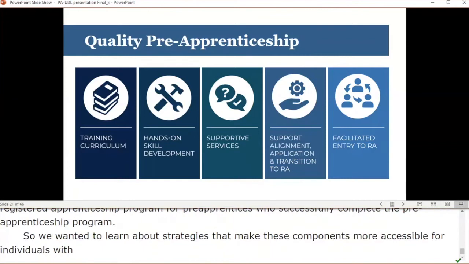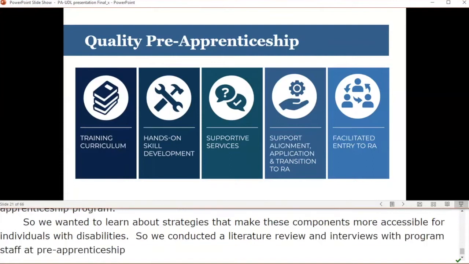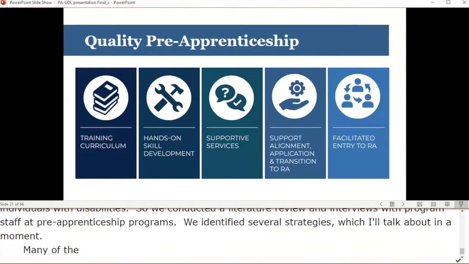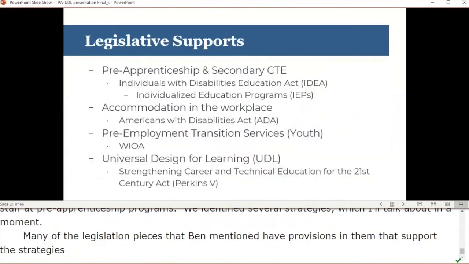So we conducted a literature review and interviews with program staff at pre-apprenticeship programs. And so we identified several strategies, which I'm going to talk about in a moment. And many of the legislation pieces that Ben mentioned have provisions in them that support the strategies. So next slide, please.